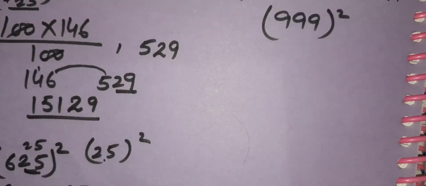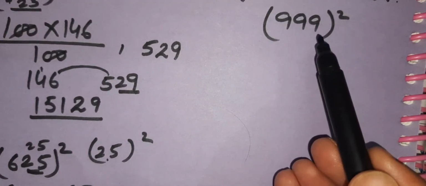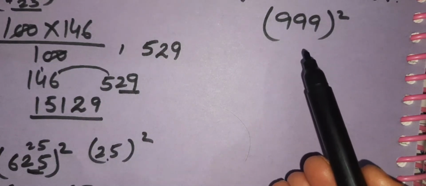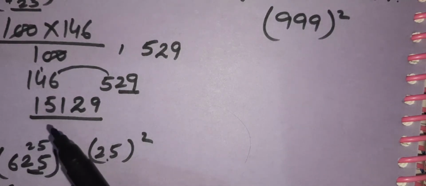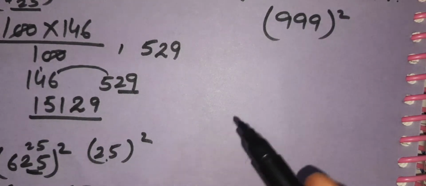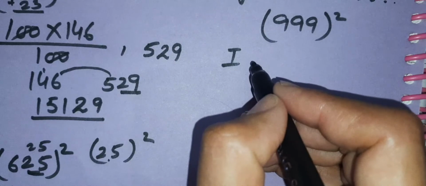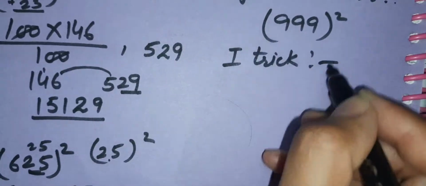So now it's time to calculate the square of the largest three-digit number. As you know, the largest three-digit number is 999. We will calculate the square of this largest three-digit number by the two ways. The tricks we are using here are the ones we used previously to calculate the square of 123 and 625. So let us start with the first trick. Here we are using the first trick, and I'll discuss the second trick also. Clear? So let us start with the first trick.